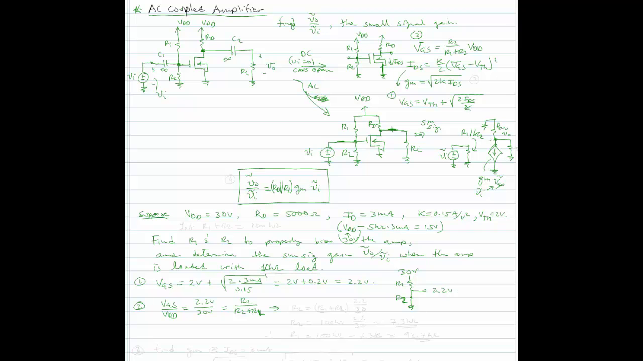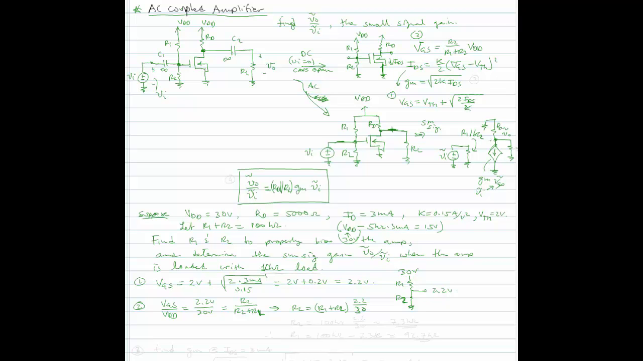Now I could rewrite that and say that R2 is equal to R1 plus R2 times 2.2 over 30. Now, it turns out that all that matters for setting the proper VGS voltage is the ratio of R2 and R1. So let's add one other requirement. Let R1 plus R2 equal 100K.